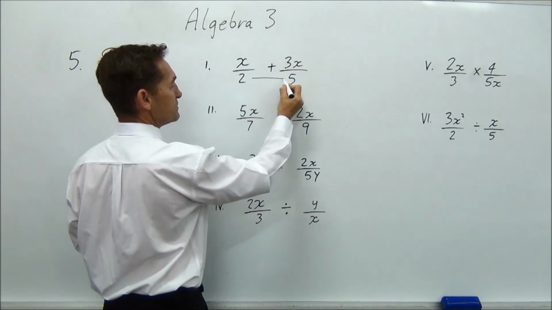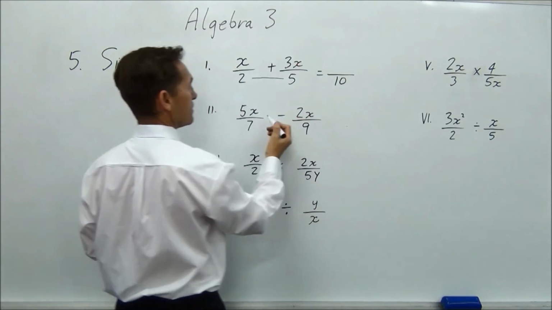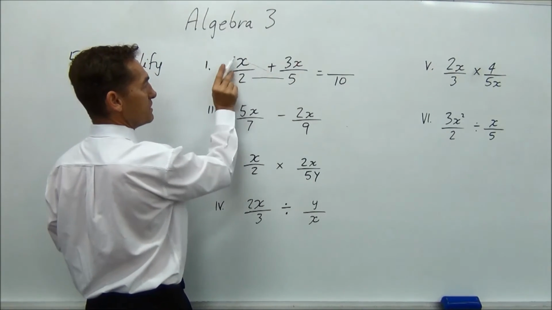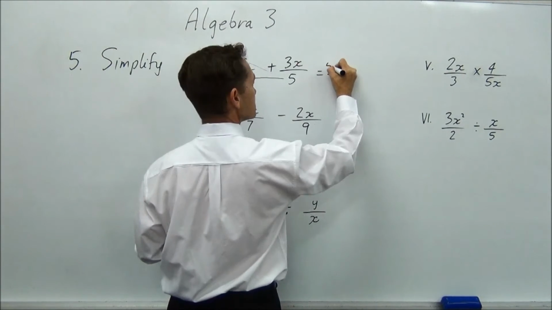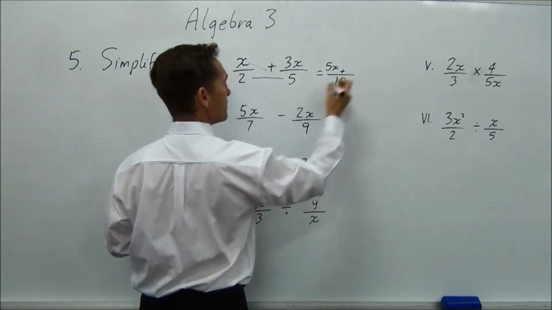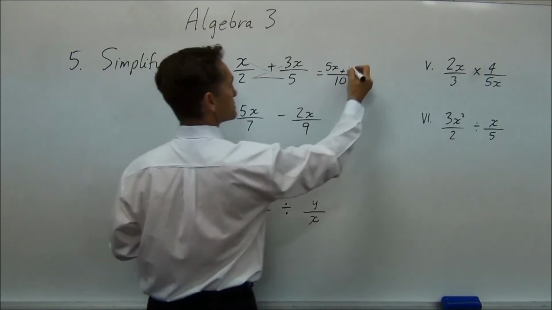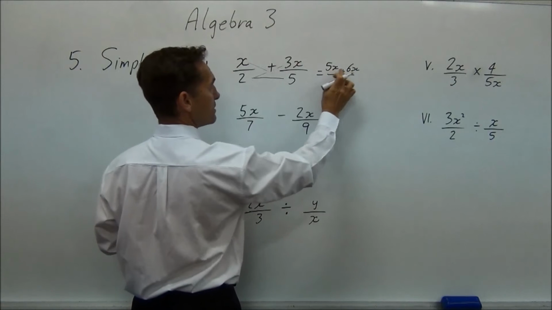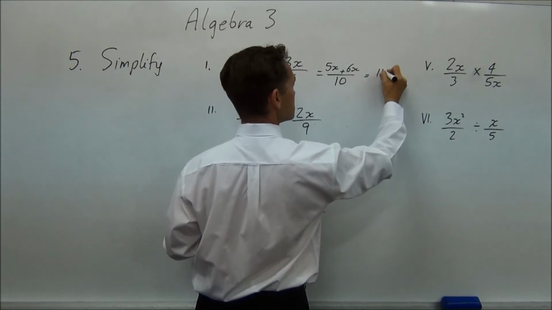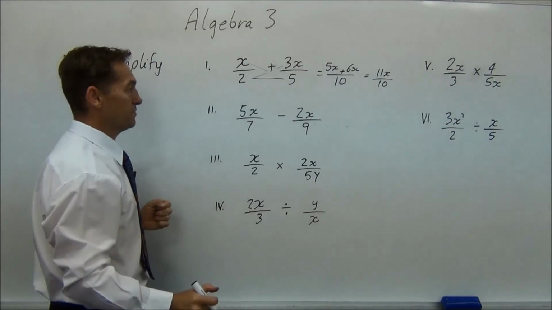So 2 times 5 is 10. x times 5 is 5x. Now that goes up the top, so we're going to go 5x up there. Got a plus sign, so I'm going to put a plus sign. 2 times 3x is 6x. Now I should be able to add those together. 5x plus 6x is 11x. Over 10, and that's it, you're done.